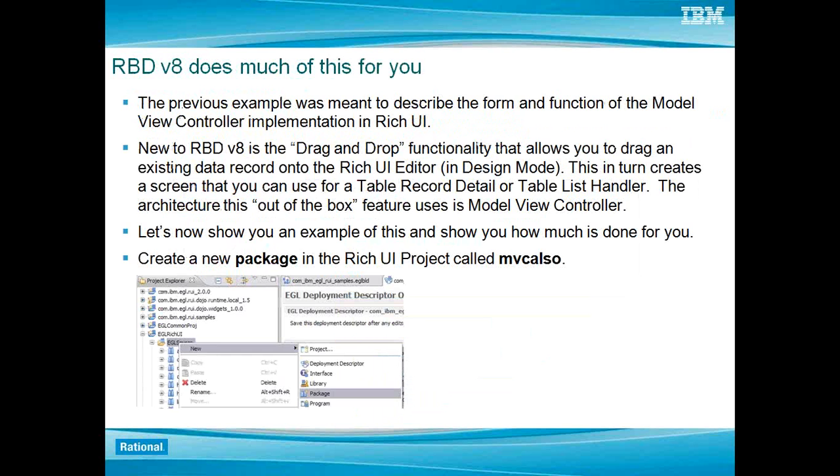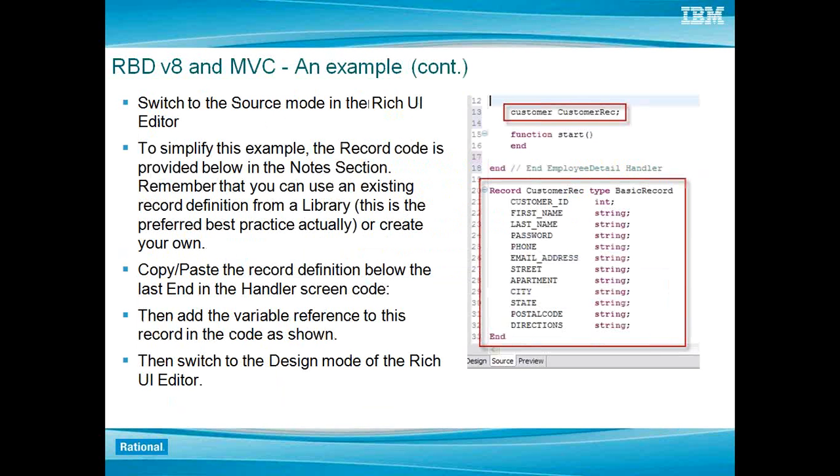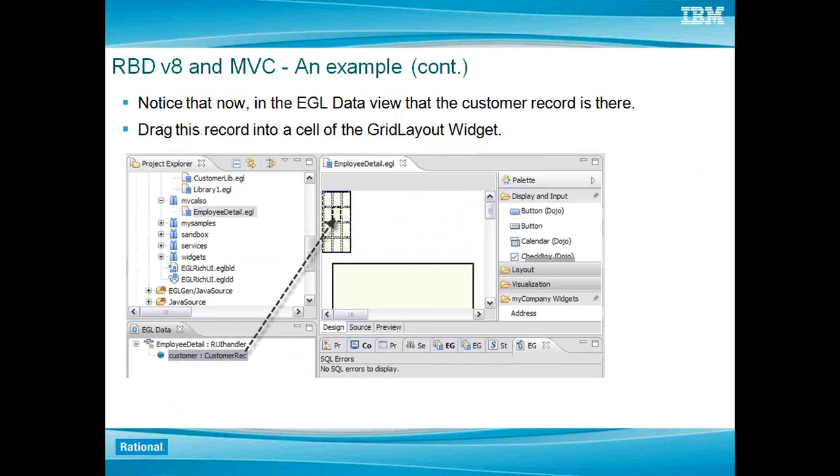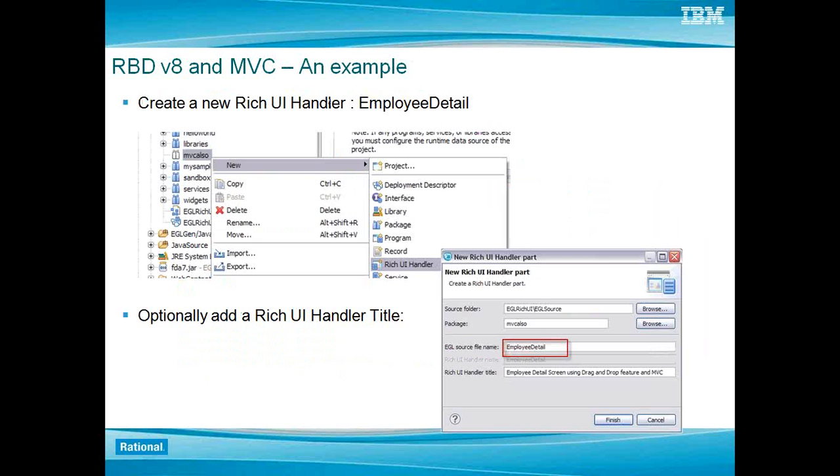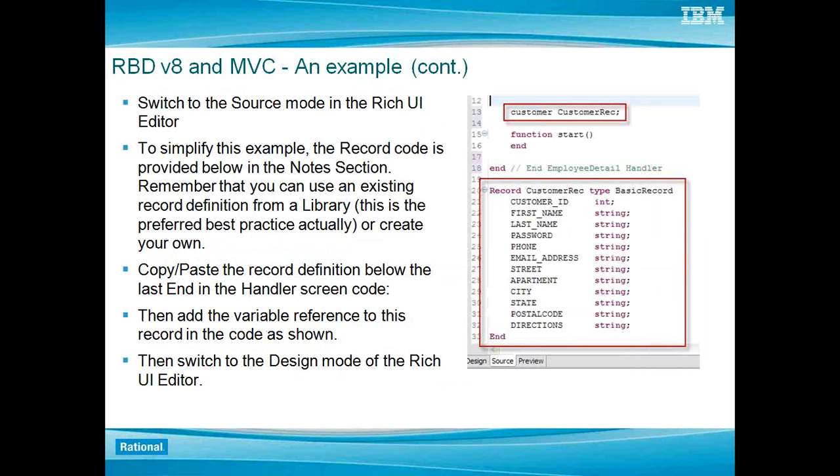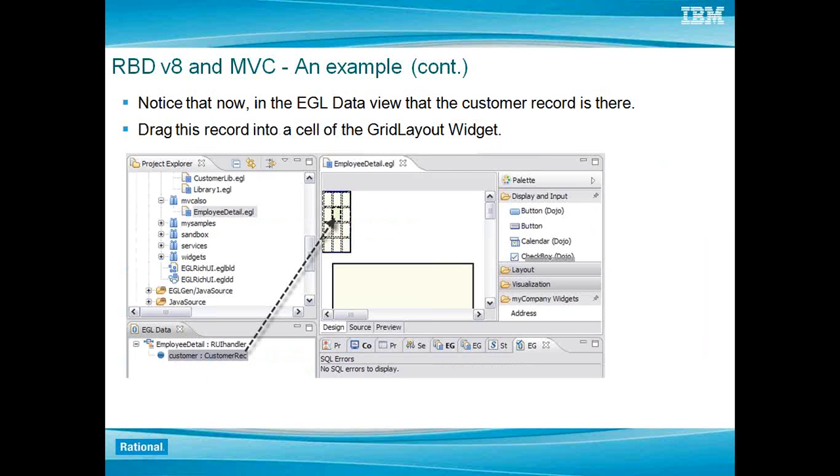Once you have submitted your form, you can do more. Now here we are trying to show you how you can create everything graphically without going through manual work. Here we are creating a rich UI handler. Inside of the rich UI handler, we are creating a basic record. We are creating some variables like customer ID is integer, first name is string, last name is string, and some other properties. Once we are done, go in the design view, select the EGL data view on the left side.